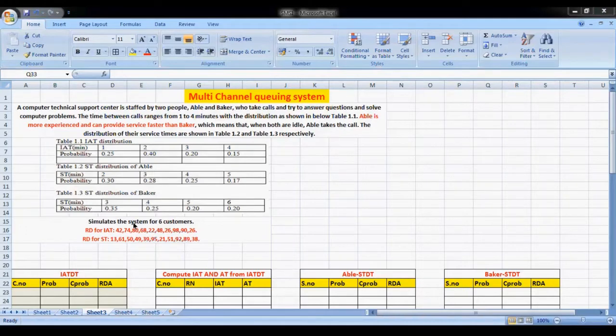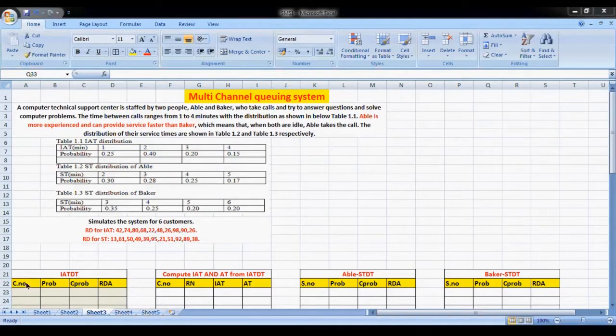Similar to this, for 6 customers we need to develop a simulation table, and the random digits for inter-arrival time and service times are given. Even if more than 6 random digits are given, we have to consider only the first 6 numbers for developing the simulation table. Here Abel and Baker are the two people working in the system. When both are free, we always select Abel, because the question mentions that Abel is more experienced and can provide service faster than Baker.